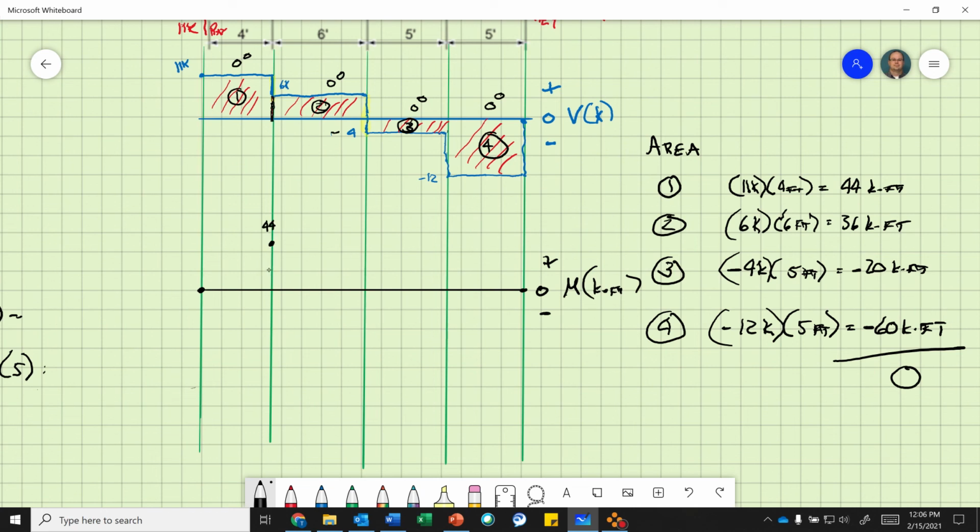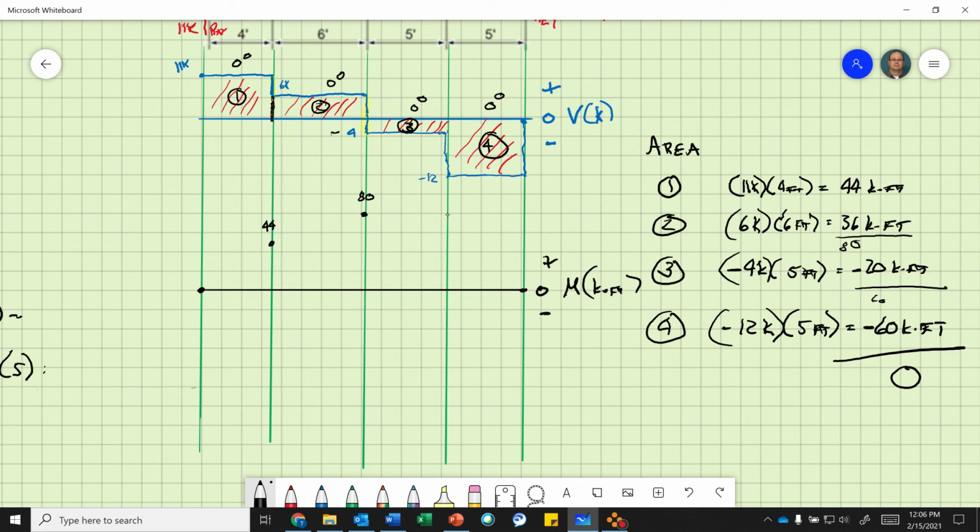So let's see here, 10, 20, let's see, what did I do? 20, 40, 60, 80. Okay. So basically what did I just do? The end of area 2 is 80 kip feet. So this is 80. Okay. Now at the end of area 3, I have to subtract 20. I go back down to 60, right? Because it's a summation from left to right. So now if I go here, I'm at 60 kip feet.